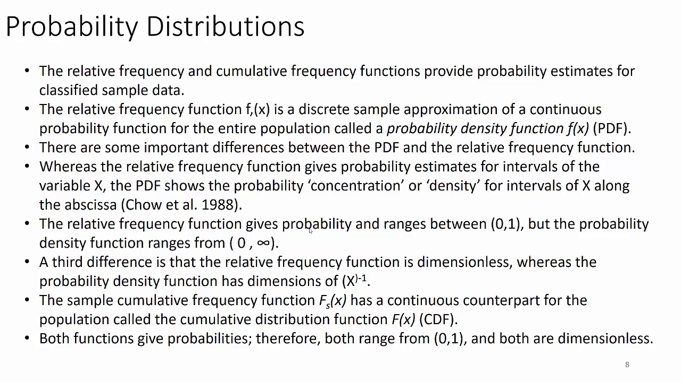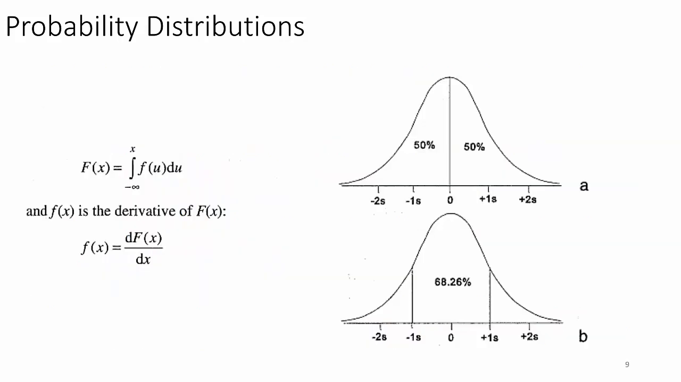abscissa, the x-axis. The relative frequency function gives probability and ranges between 0 and 1, but the probability density function ranges from 0 to infinity. The third difference is the relative frequency function is dimensionless, whereas the probability density function has dimensions of x to the minus 1. The sample cumulative frequency function, fsx, has a continuous counterpart for the population called the cumulative distribution function, F of x, for the cumulative distribution function. Both functions give probabilities. Both range from 0 to 1. Both are dimensionless. Here's what we're talking about.